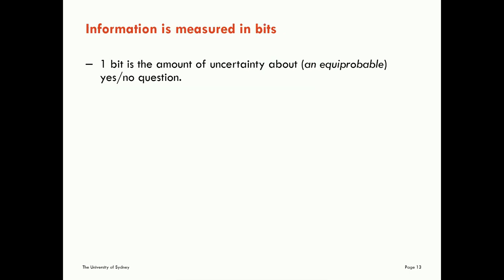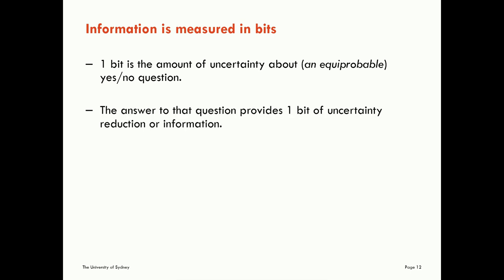Okay, importantly, we normally measure information in bits. One bit refers to the amount of uncertainty about an equiprobable yes or no question. Does my coin flip give me a head or tail? Is the next person to walk through the door a male or a female? Well, the answer to that question provides one bit of uncertainty reduction, or information. As I say, uncertainty and uncertainty reduction, or information, are the two sides of the same coin.